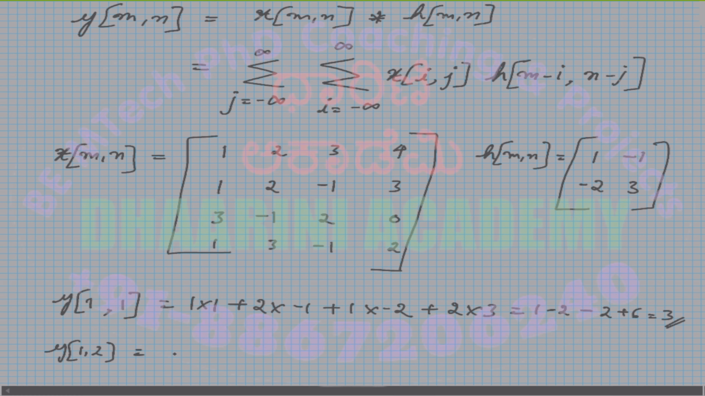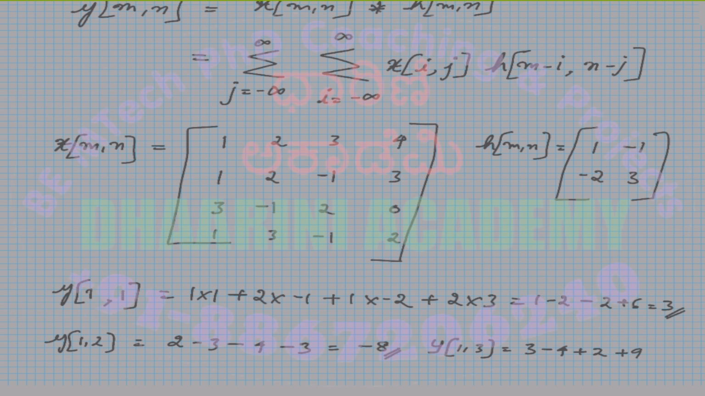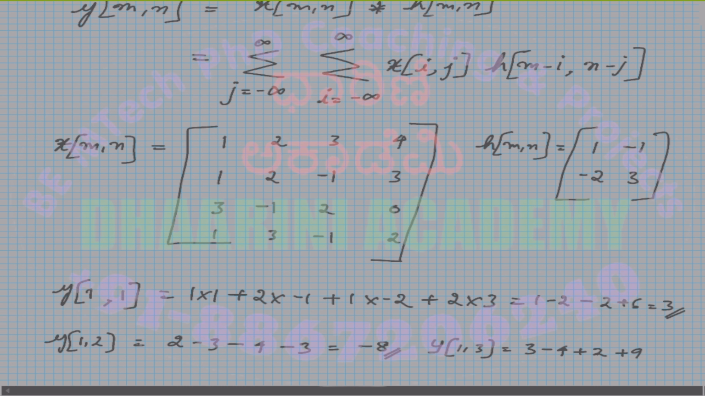So this is 1 into 2, 2, plus 3 into minus 1, minus 3, 2 into minus 2, minus 4. Minus 1 into 3 is minus 3. So is it minus 8? Similarly, proceed further. Calculate y of 1 comma 3. That is 3 minus 4 plus 2 plus 9. I think this comes as a plus 10. Just verify.